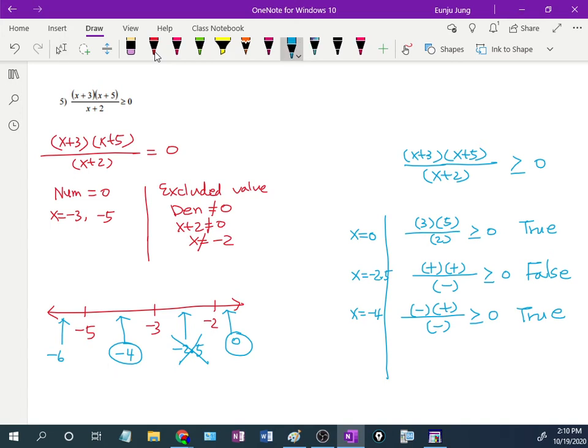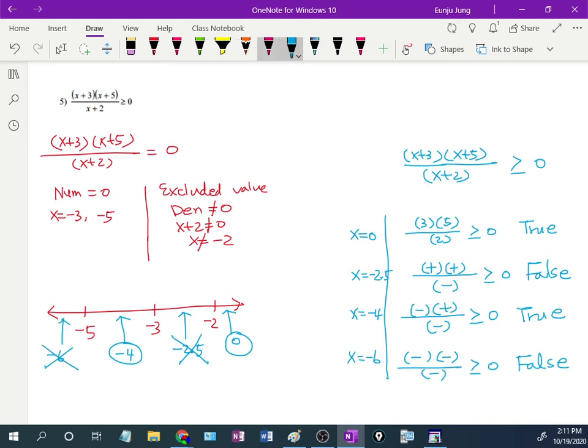Okay, let's plug negative 6 into the inequality and check the signs. The first factor will be negative, the second one will be negative, and the denominator will also be negative. 3 negative signs make negative. Is it greater than or equal to 0? No, so I'm not taking this region as the solution set.